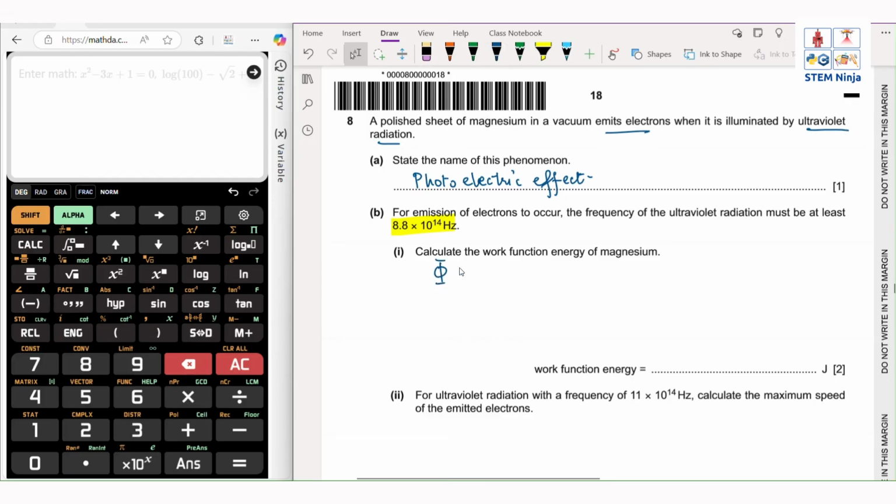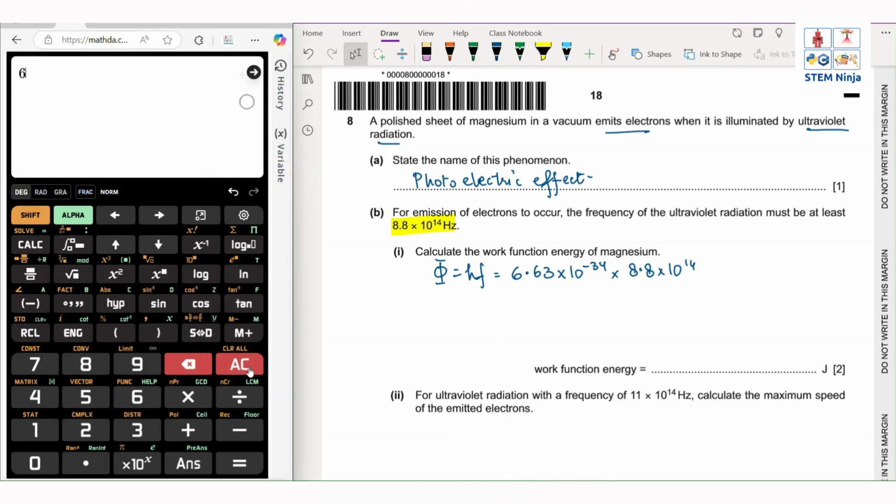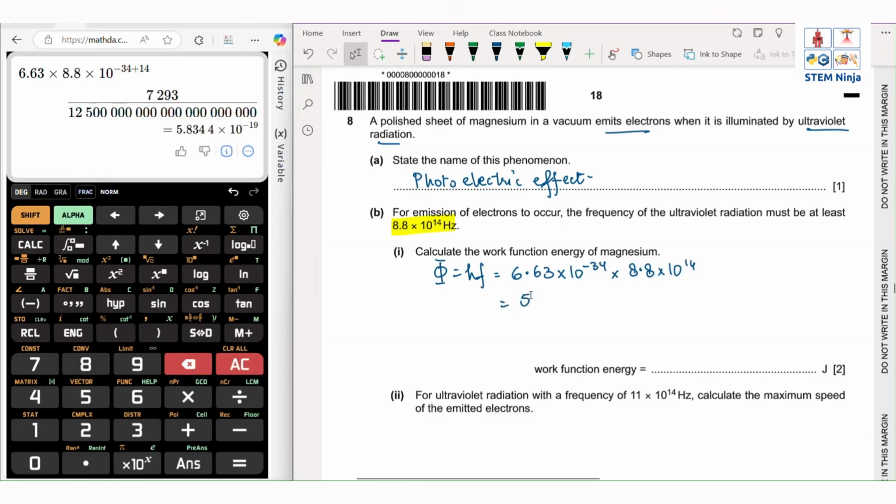So for the work function, we need hf. h, you can see from the data sheet or the booklet, is 6.63 × 10^-34, multiplied by 8.8 × 10^14. So we have 6.63 times 8.8 times 10 to the power of -34 plus 14. We get 5.83, or just simply 5.8 × 10^-19 joules.